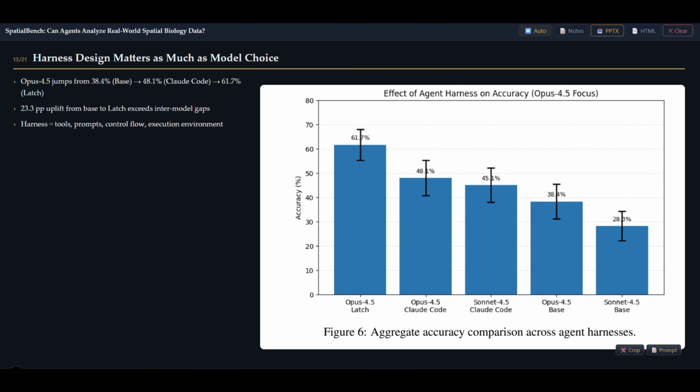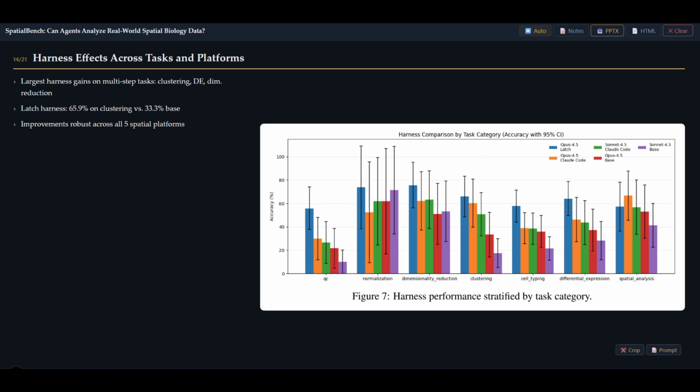The harness, meaning the tools, prompts, control flow, and execution environment, is not just glue code, it's a first-class determinant of performance. Breaking down harness effects by task category reveals where the improvements come from. The Latch harness provides the largest gains on tasks requiring multiple steps and intermediate programming. Clustering jumps from 33.3% to 65.9%, differential expression from 37.2% to 64.1%, and dimensionality reduction from 51.1% to 75.6%.